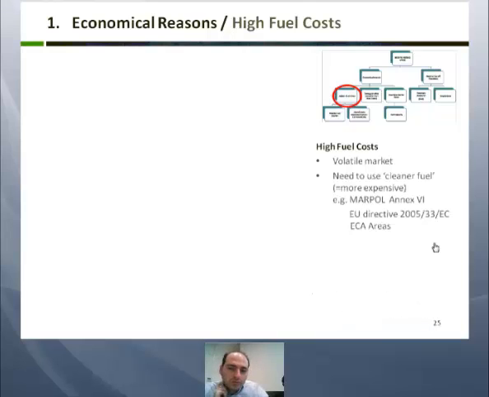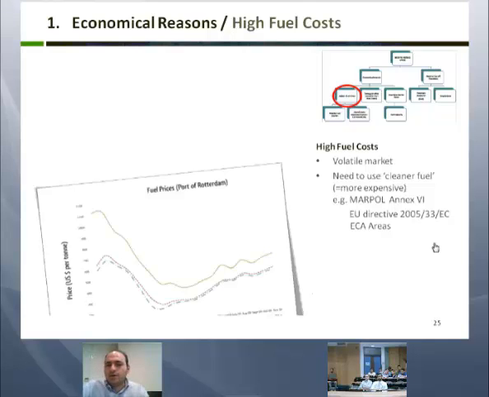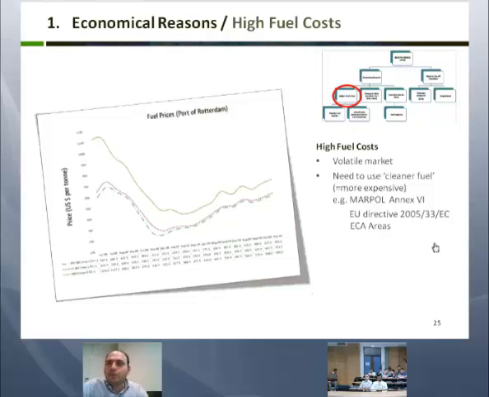In addition, as I told you, there is the need for cleaner fuel in these so-called sulfur emission control areas, but also there is this EU directive for something like an emission control area for setting a cap on sulfur content for vessels that sail between European ports or while the vessel is in port. Again, we have to use cleaner fuel, which means more costly fuel.